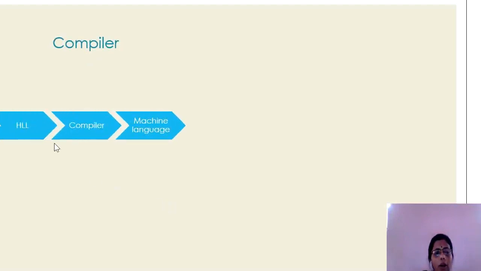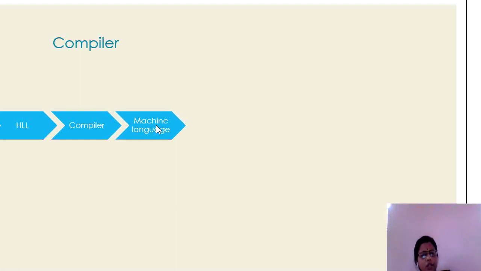Now, your compiler, what does it do? The compiler takes the high level language and converts it into machine language. So the translator converts it into machine language. What the compiler does is convert high level language into machine language.